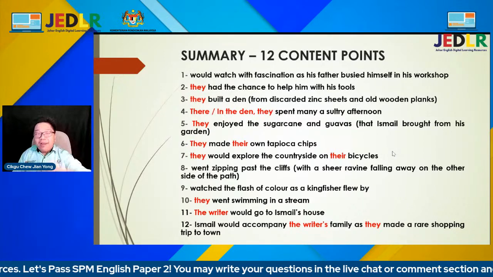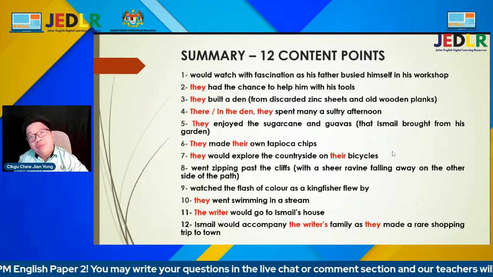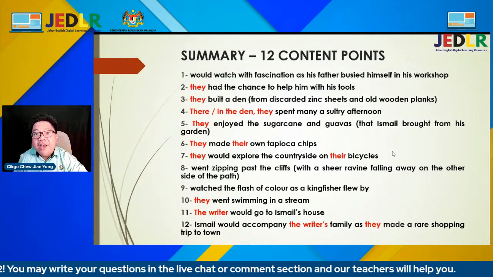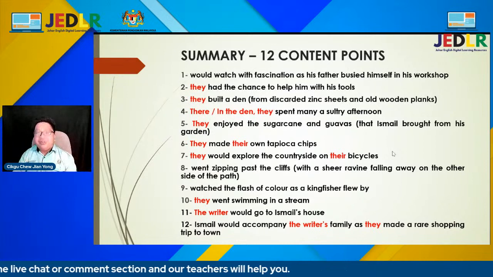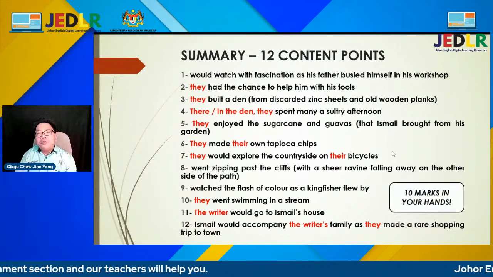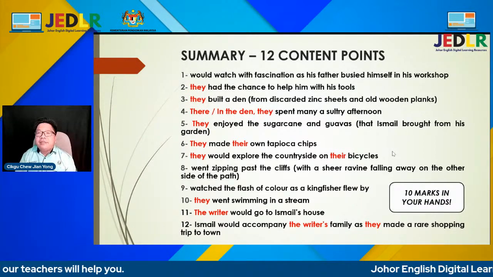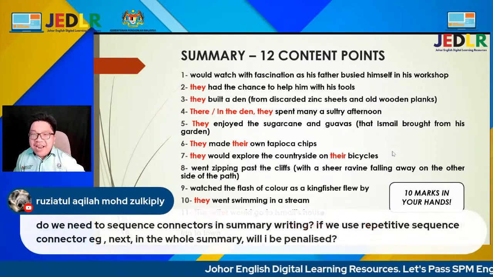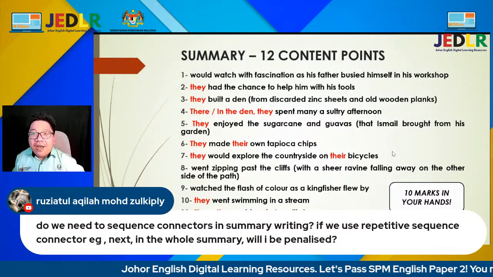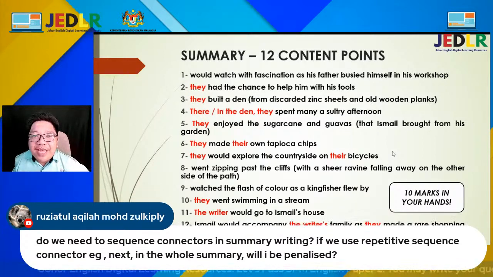Okay, so like what we discussed just now, we have 12 content points in the summary from point 1 to point 12. If you can include all of this in your summary, wonderful, brilliant, splendid. You will get 10 marks in your hands straight away. Okay, clear? Okay, Ruziatul has a question.